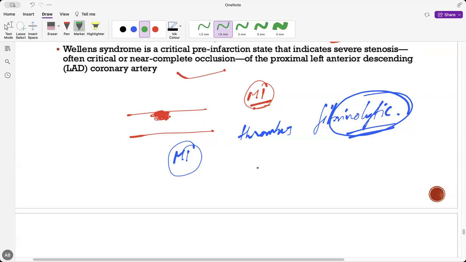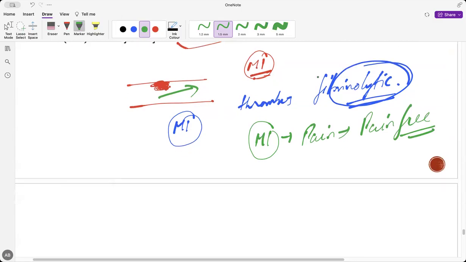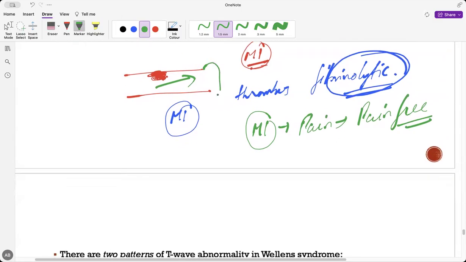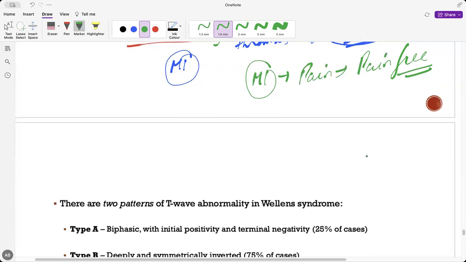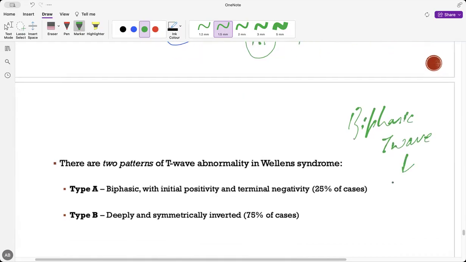So that means there was MI, there was pain. Now the thrombus has resolved and some circulation has been maintained, so the patient has become pain-free. But some ECG changes persist because there was some transient damage, which leads to transient ischemic changes, usually present in the form of a biphasic T wave. And if it persists for a longer time, it may lead to deep T waves.